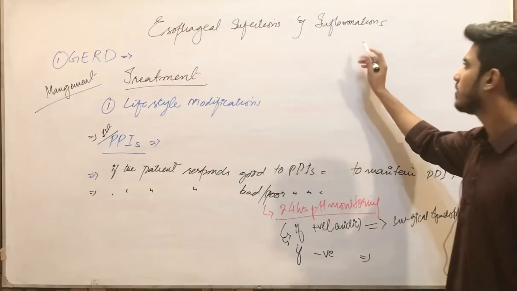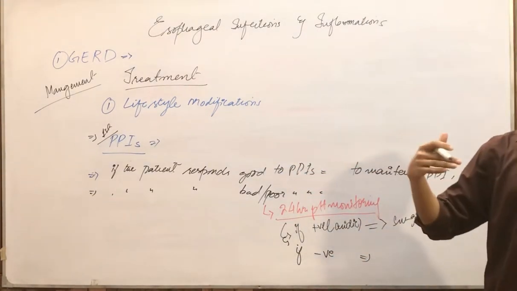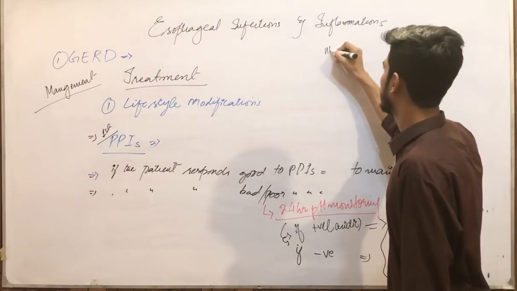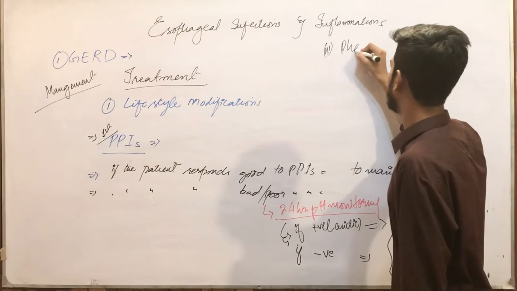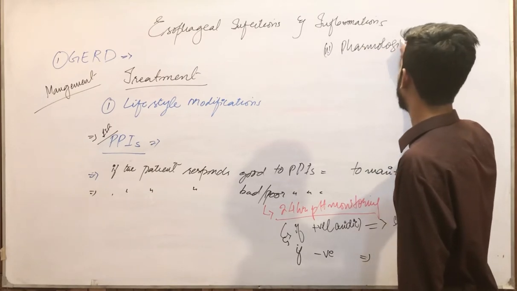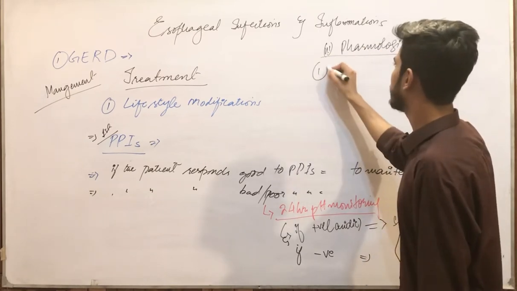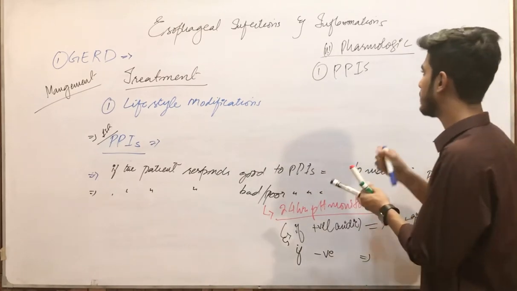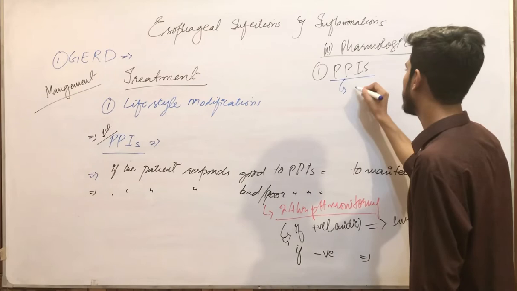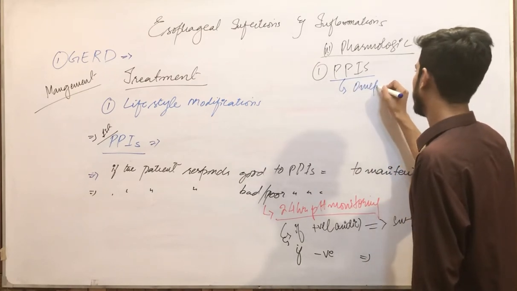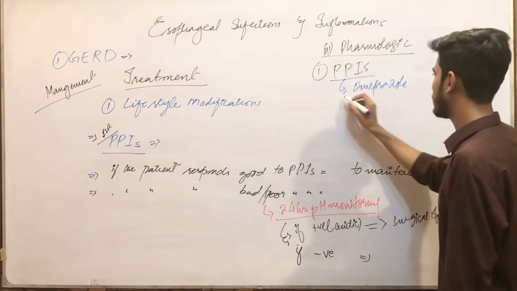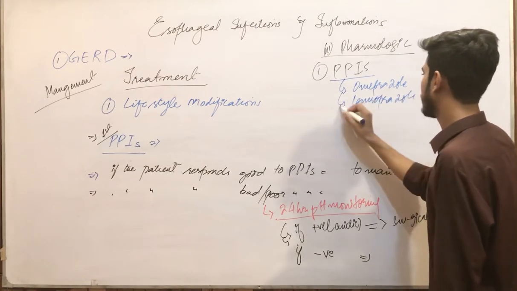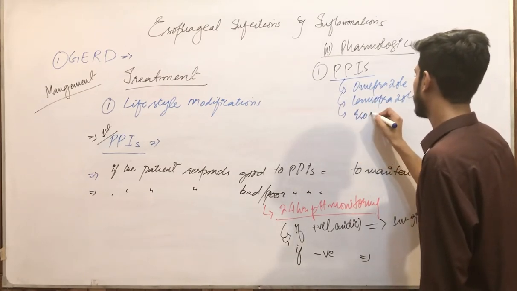Now we are moving on to what type of drugs you are going to give, that is, the pharmacologic treatment. Pharmacologic treatment, first of all, I told you, is the PPIs. Now which PPIs are you going to give? Very easy. You have heard many times: omeprazole, lansoprazole, then you have esomeprazole.